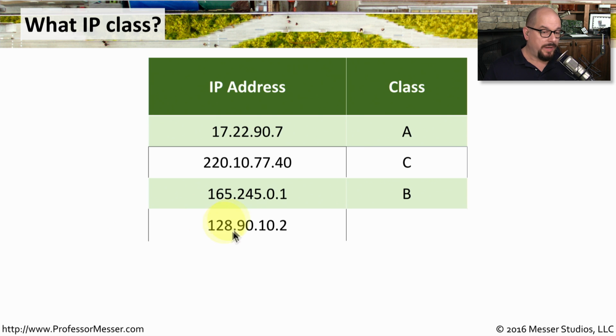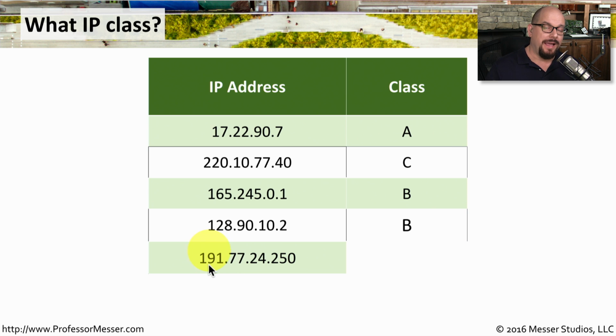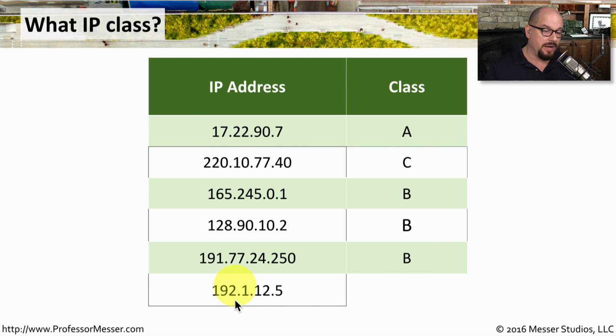The address of 128.90.10.2 starts with a 128. We know that Class B addresses begin with 128 through 191, which makes this a Class B address. This next address, 191.77.24.250, starts with a 191. And again, we know our Class B ranges between 128 and 191, so this is also a Class B address. And the last IP address, 192.1.12.5, we know that 192 falls into the Class C subnet range, so this would be a Class C IP address.